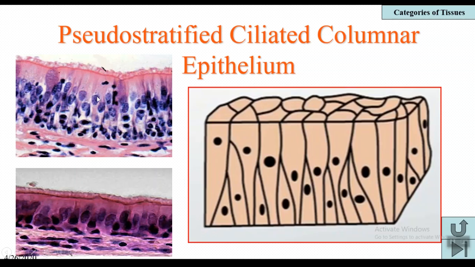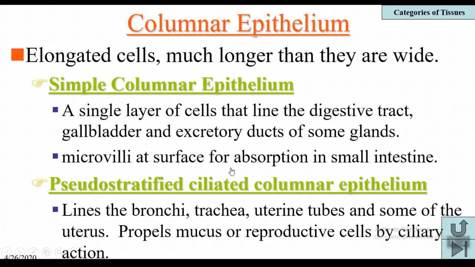Here you can observe these cells. Here the nucleus is here, and to this cell the nucleus is here. That's why it is looking like 2-layered cells, but it is a single layer. That's why it is called pseudo stratified ciliated columnar epithelium, which is observed in the lines of bronchi, trachea, uterine tubules and some parts of uterus, and it propels mucus or reproductive cells by ciliary action. Because it is having cilia, these cilia help in propelling the reproductive cells, particularly the eggs.